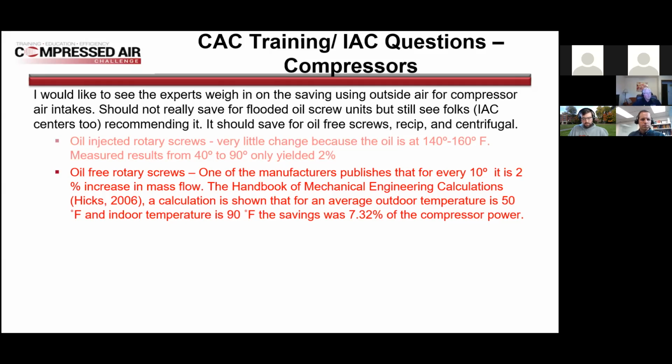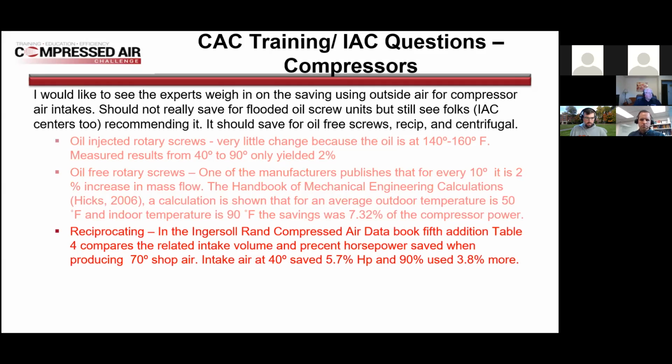The one reference is to the Handbook of Mechanical Engineering Calculations. That actually showed a calculation using an outdoor temperature of 50 versus 90, and it was about 7.32. So you can see the 7 to 8 that was in the previous one is pretty close. Reciprocating compressors: I pulled an old Ingersoll Rand data book that I had that goes back into the 50s and 60s when it was last updated.